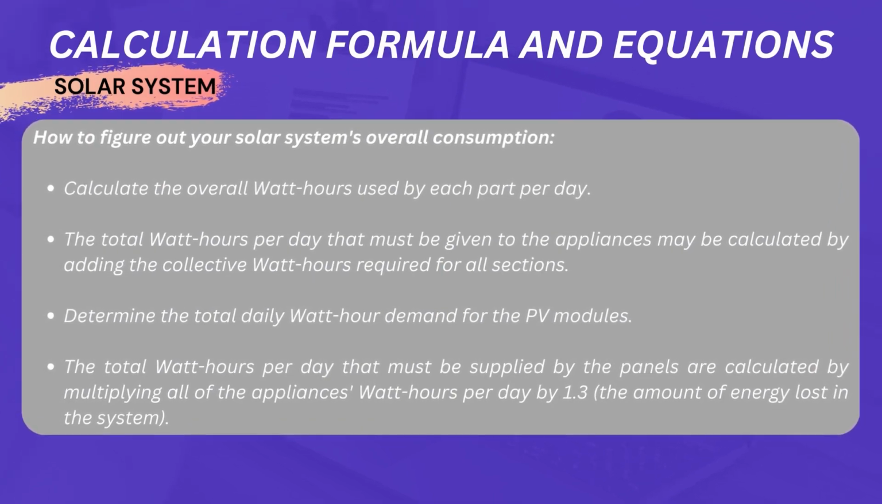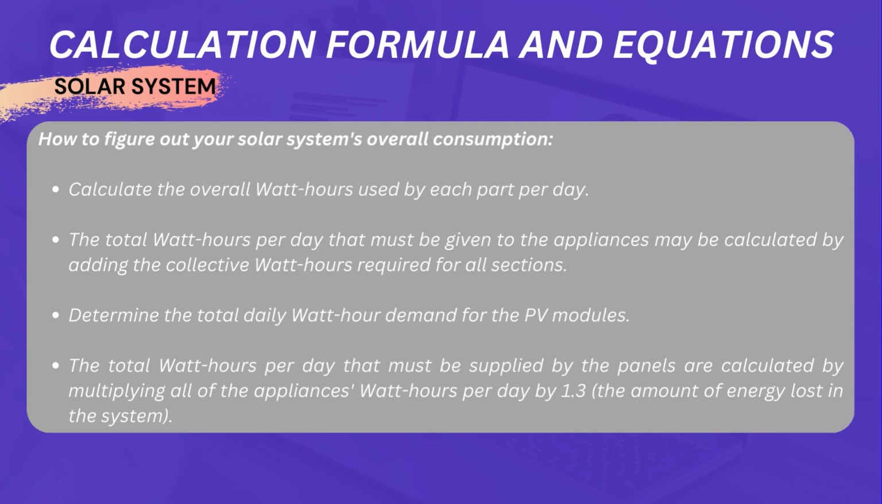For calculation formula and equations, the first one is the solar system. How to figure out the solar system? Overall consumption. First, calculate the overall watt hours used by each appliance per day. Second, the total watt hours per day that must be given to the appliances may be calculated by adding the collective watt hours required for all appliances. Third, determine the total daily watt hour demand for the PV modules. The last one, the total watt hours per day that must be supplied by the panels is calculated by multiplying all of the appliance watt hours per day by 1.3, which is the amount of energy lost in the system.